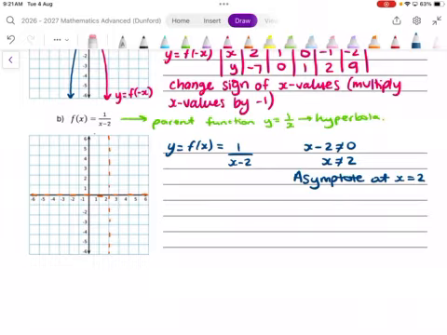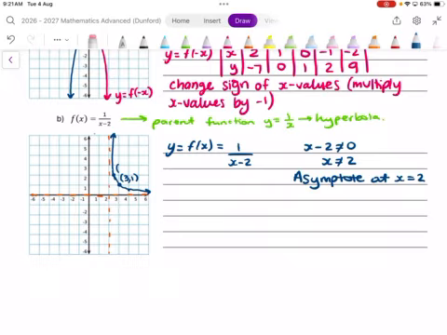So when we do 1 over 3 minus 2, we get 1. When we do 1 over 4 minus 2, we get a half. And when we do 1 over 2.5 minus 2, I think we get 2. Yes, we do. Remember we only want our 3 key points with our hyperbola. And then we just draw the rest of the shape in, like so, without all these random horizontal lines that are popping up. So we have that key point 3, 1.